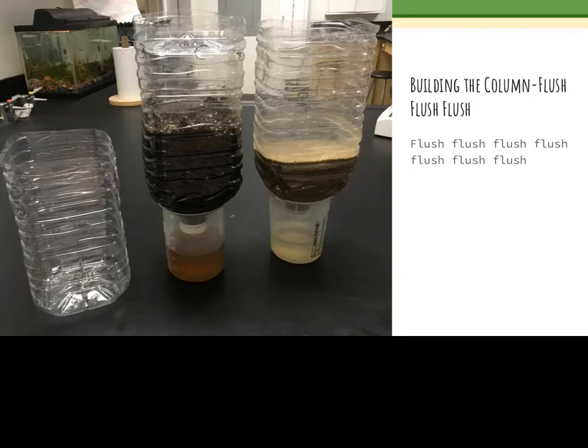So they're going to build it, and the instructions are going to tell them to put gravel down here at the base of their caps. And then one of the chambers gets filled halfway with potting soil, and the other chamber gets filled about 7 to 8 inches with sand. And then you're going to flush.